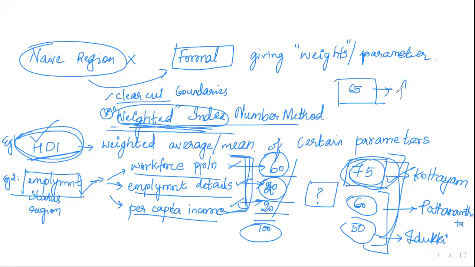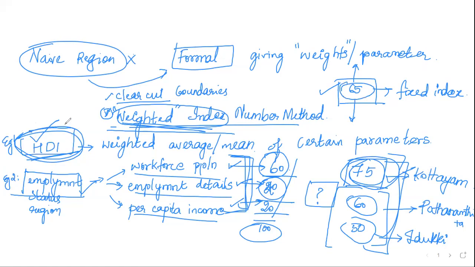a fixed index. The fixed index says that if my weighted average is above 65, then that is a highly employed district. If my weighted average is anywhere below 65, then that is a low employment status district. So like that, I'm having a fixed index. So this is how HDI works, right? This is how HDI works.